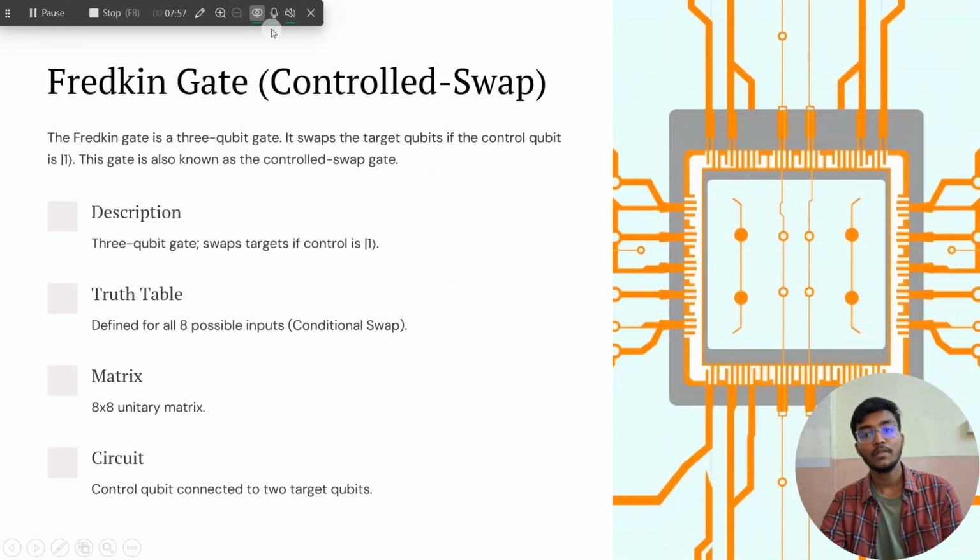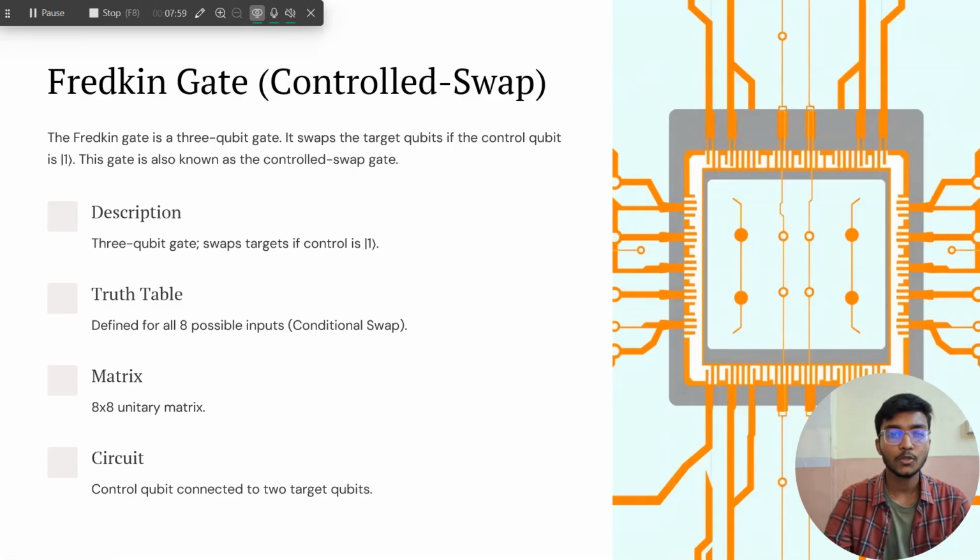Okay, so now it's time for the Fredkin gate, that is a controlled swap. As the name suggests, we are swapping qubits here, as it is a controlled swap gate. The Fredkin gate is a 3-qubit gate, the same as CCNOT, but it swaps the target qubits if the control qubit is 1. The gate is also known as the controlled swap gate.